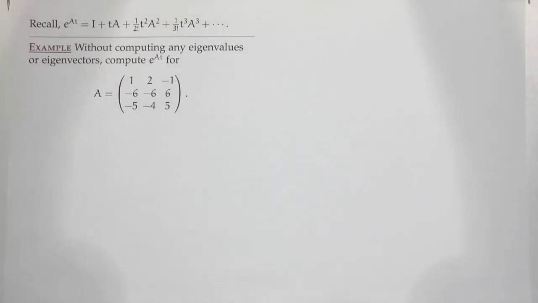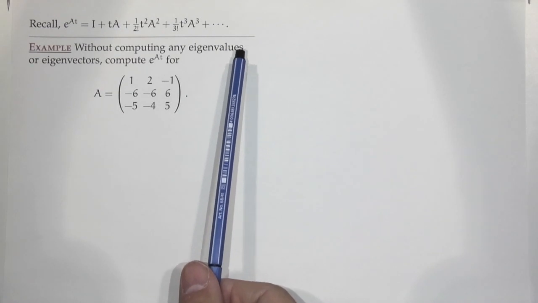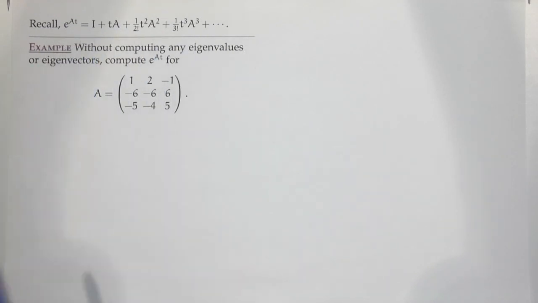All right, well, where do we start? Well, the good news is we have a formula. So we start chipping away. What are some things we're going to need? Well, we need the identity matrix. Okay, we have that one. We need A. Okay, we have that one. What else will we need?